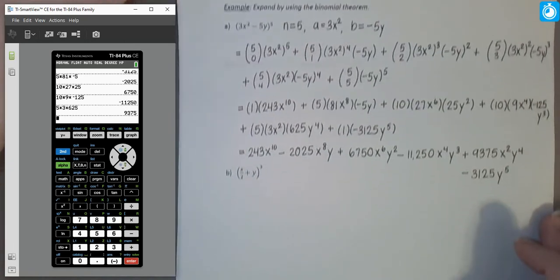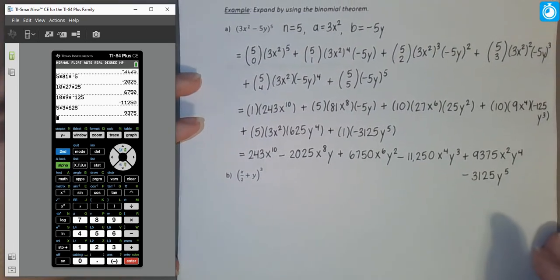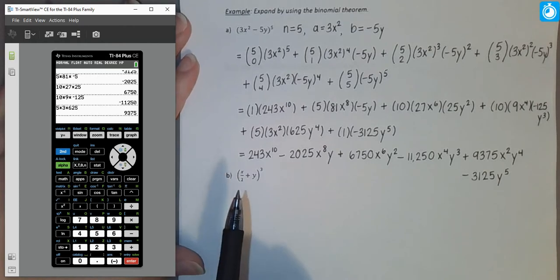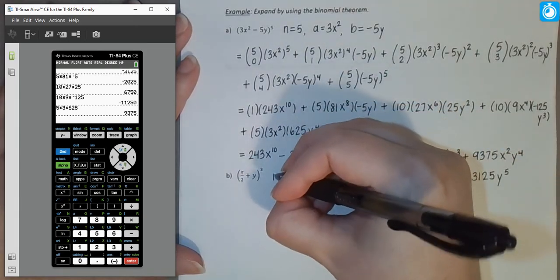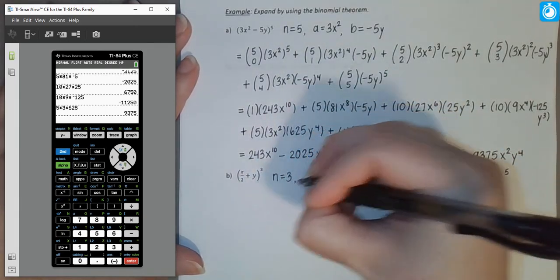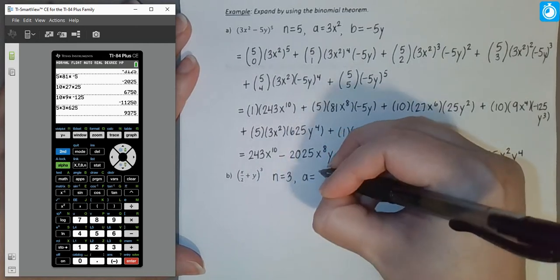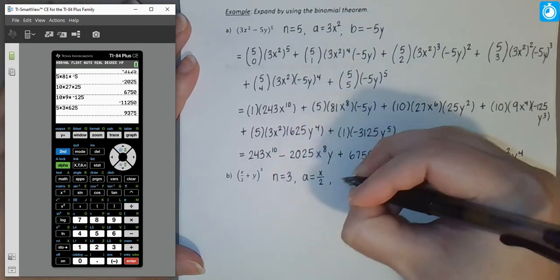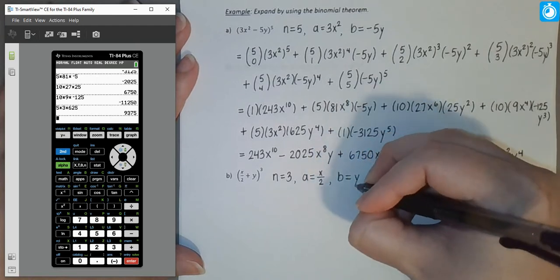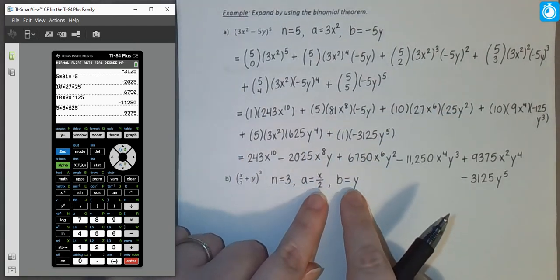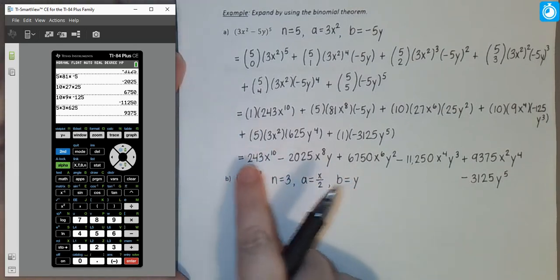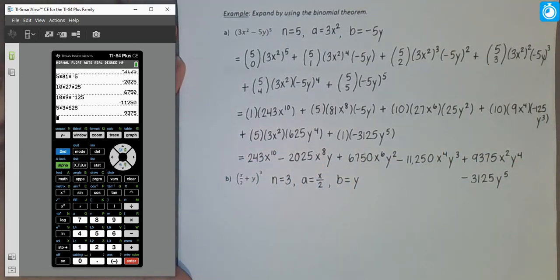Okay, let's try another one with different values of a and b and a different value of n. So we want to expand x over 2 plus y quantity raised to the third power. So in this case, n is equal to 3, and then a is equal to x over 2, 1/2 x, and then b is equal to y. So automatically, because both of these terms are positive, we know the full expansion is only going to involve addition, and we know based on cubing that we expect to have 4 terms as we expand.